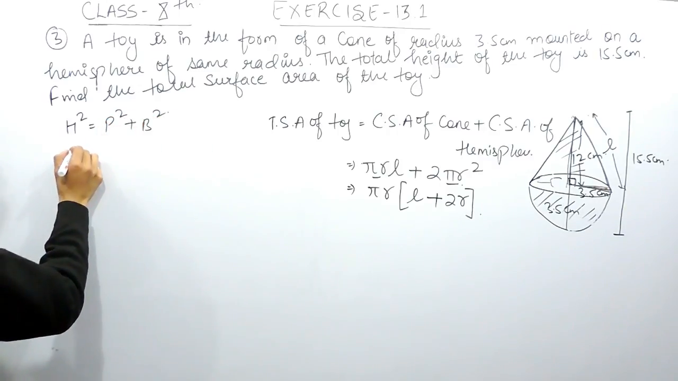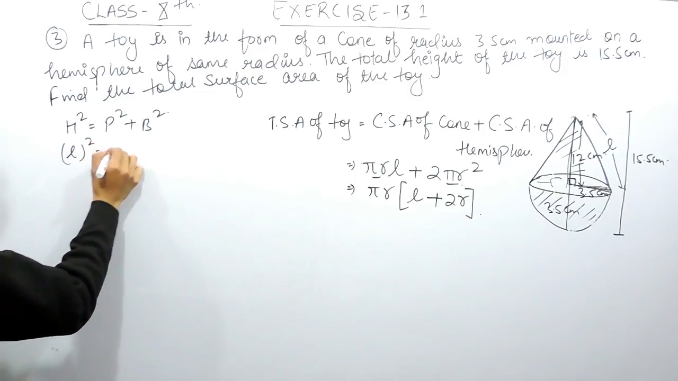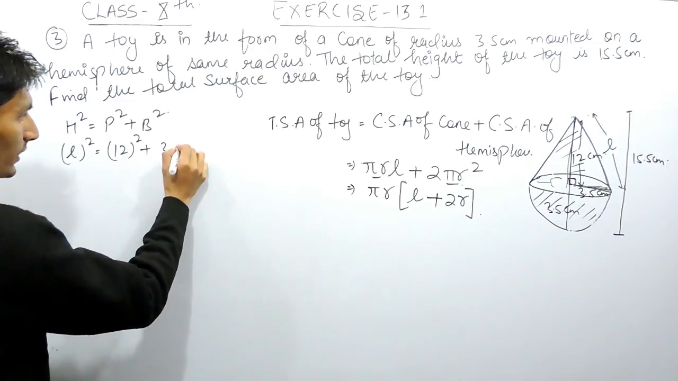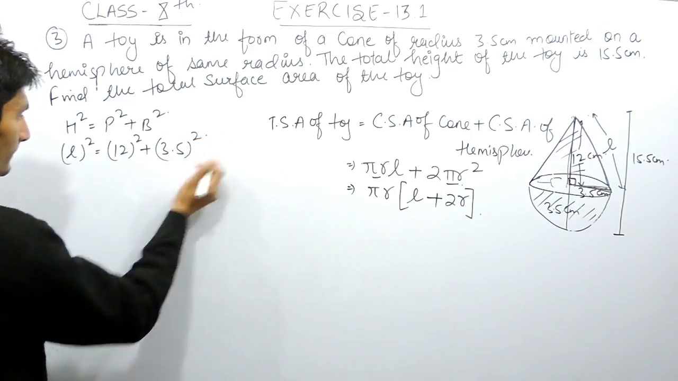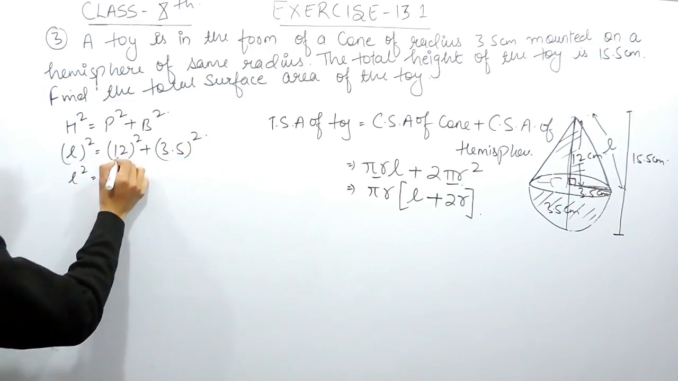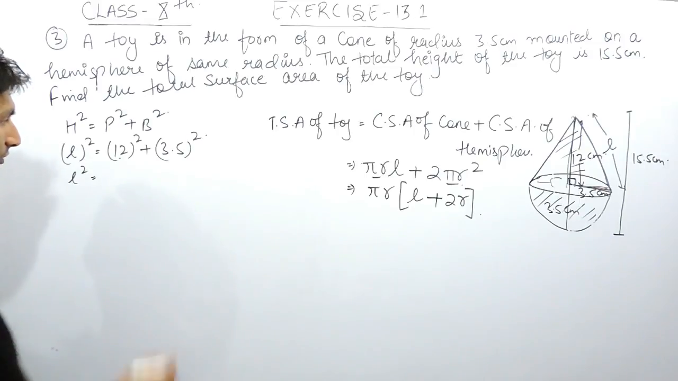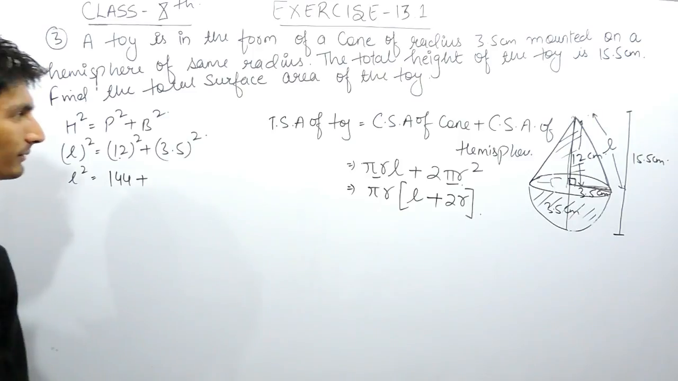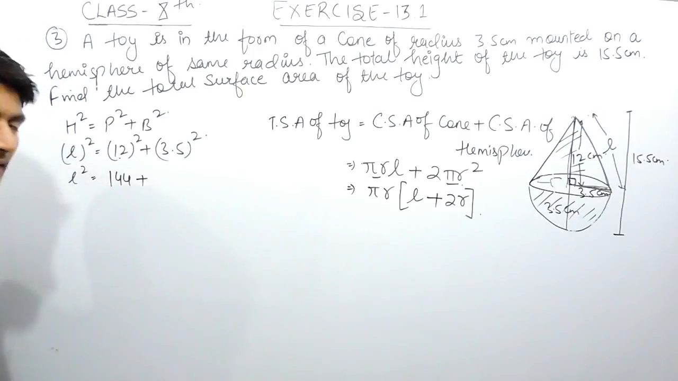Hypotenuse you have to find out, which is L square. Perpendicular is given to you as 12 square and base is given to you as 3.5 square. So this will be L square. 12 square means 12 multiplied by 12, which is 144, plus 3.5 square means 3.5 multiplied by 3.5.